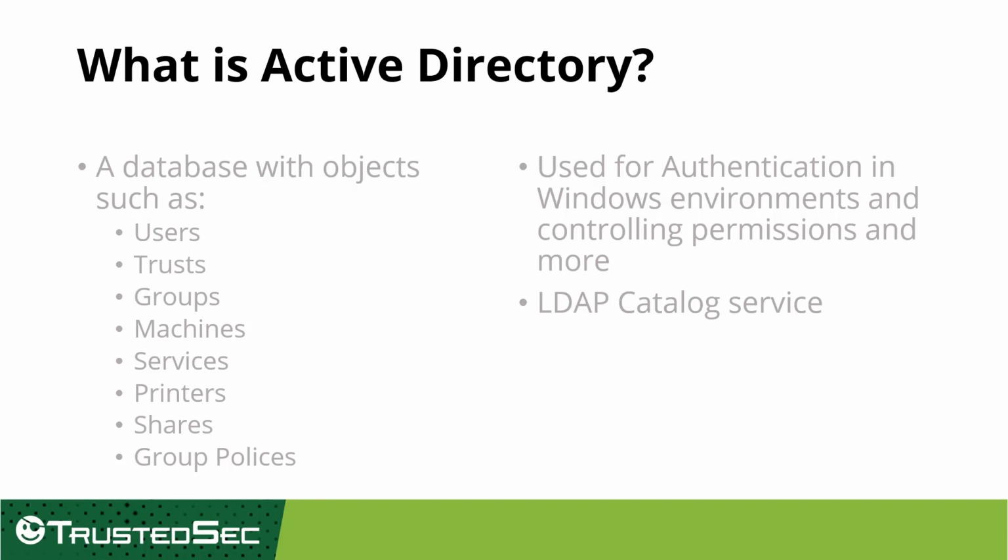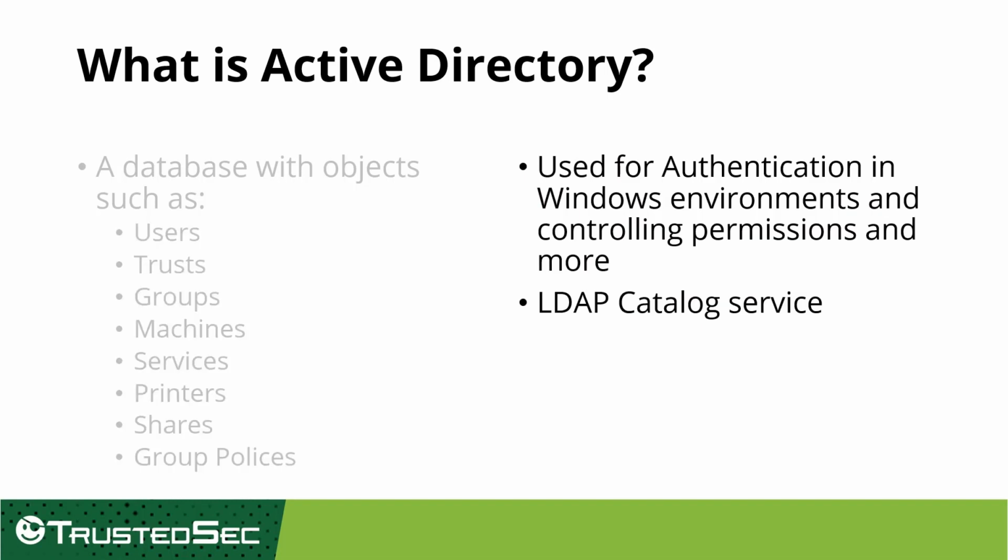So what is Active Directory? A simple way to explain is a database containing various objects such as users, trusts, groups, machines, services, printer shares, and group policies. Each of these objects consists of multiple attributes. For instance, a user object might consist of attributes such as a first name, a last name, account name, even group memberships, passwords, and even more. Active Directory is also used for authentication and connects the different objects together, allowing management of rights and permissions.